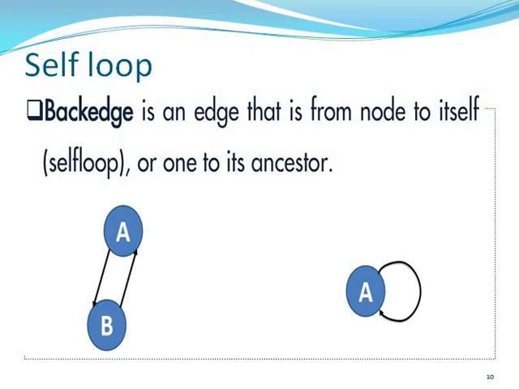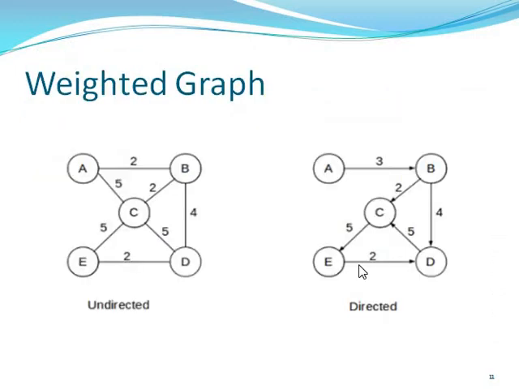Next we can show the self loop. So what is the self loop? The edge that goes from the node to itself is called the self loop. So this is also a self loop. You have seen the representation of the self loop. Here there is one node and it represents itself. It is called the self loop. Here it represents a direction to itself, and it is called the self loop.